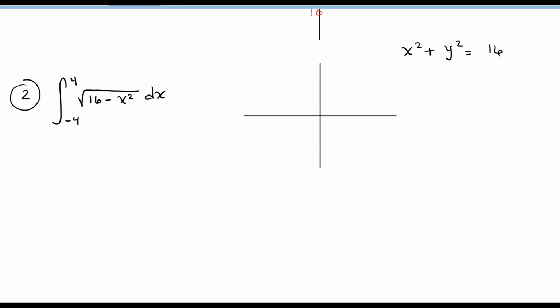Let me show you what I mean. What we do is we solve for y. We first say y squared equals 16 minus x squared. And then we take the square root. So y will equal plus and minus the square root of 16 minus x squared. So we're going to be examining a semicircle.